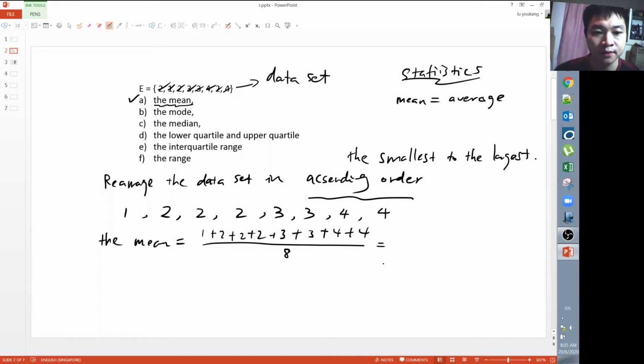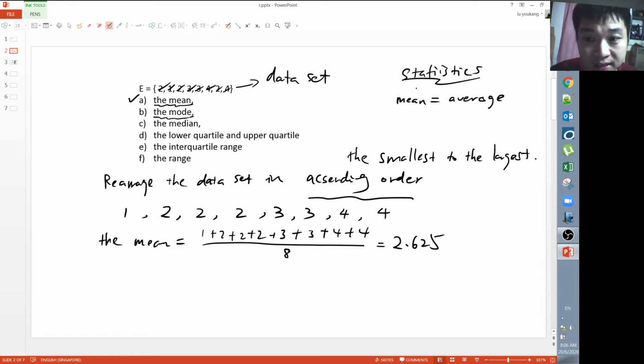Let me get a calculator and quickly find out what the mean is. I have first 21, and then divided by 8, so 2.625. This is the mean for this data set. Pretty simple. Let's move on to the mode of the data set.